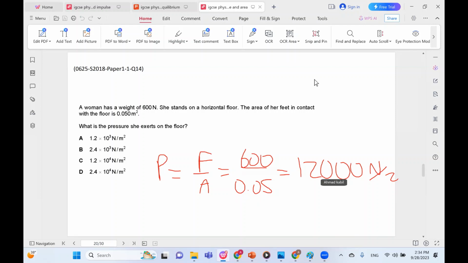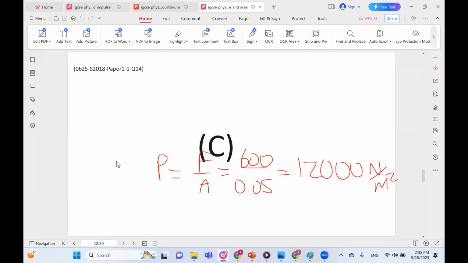12,000 newtons per meter squared. So which of these options corresponds to 12,000? It's 1.2 times 10 power 4. So the correct choice here is choice C.